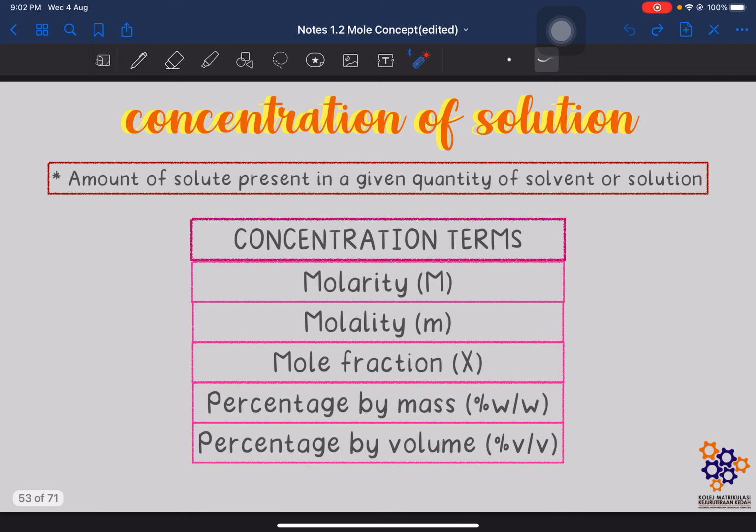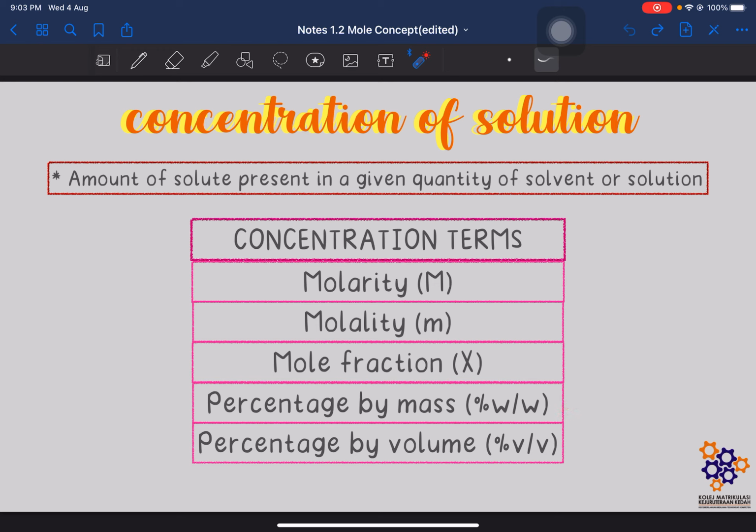Now let's get into the terms in the concentration of solution. So concentration is the amount of solute present in a given quantity of solvent or solution. There are 5 concentration terms that we are going to look into today. The first one is molarity. The second one is molality. The third one is mole fraction X. The fourth one is percentage by mass, and the last one is percentage by volume.